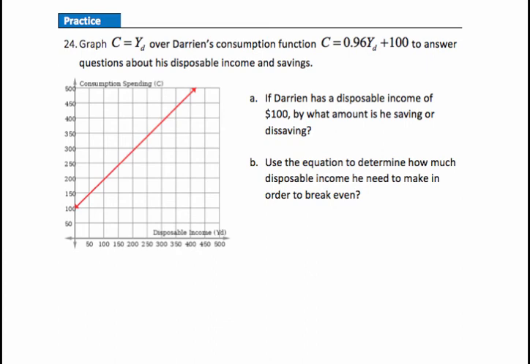Question 24. All right, we're going to graph the break even, C equals disposable income, over Darian here, and you can see that everywhere on this graph, Darian is spending more than he makes. So let's see. If Darian has a disposable income of $100, by what amount is he saving or dissaving? All right, here he has $100 of income, and he's spending $200. So he is going to dissave $100 each week.